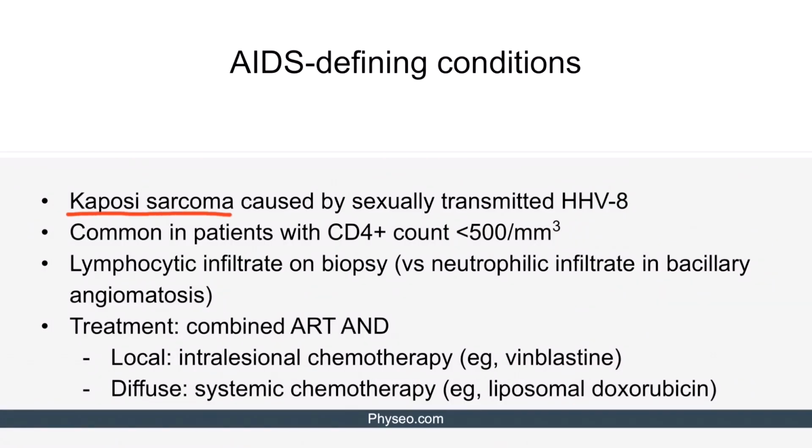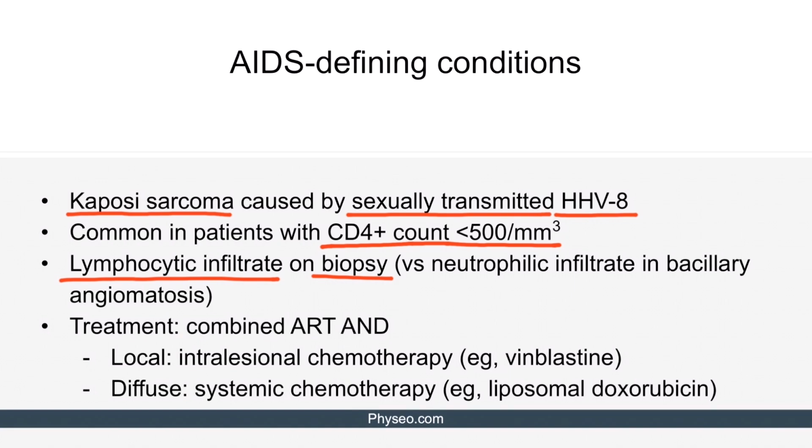Let's now talk about Kaposi sarcoma. Kaposi sarcoma is caused by a sexually transmitted virus called human herpes virus 8, HHV8, and it's common in patients with a CD4 positive count less than 500. Biopsy shows lymphocytic infiltrate because HHV8 is a virus, so you're going to get the lymphocytic infiltrate instead of neutrophilic infiltrate.